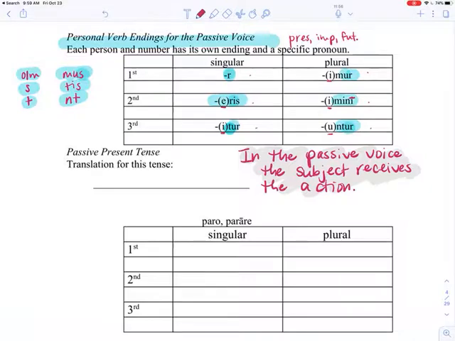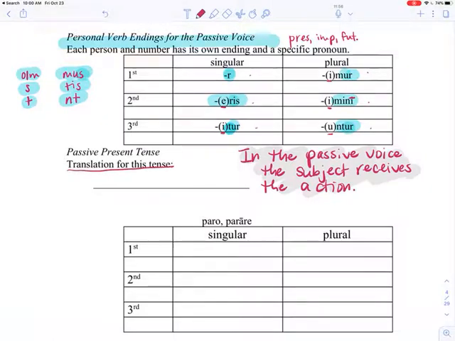Okay, and I will tell you that generally you are not supposed to write in the passive voice, but that's more of an English thing when you write, especially papers for like college or what have you. You're discouraged from writing in the passive voice. However, the Romans have no problem with it. No problem whatsoever. Okay, so we need to talk about translating for this tense.